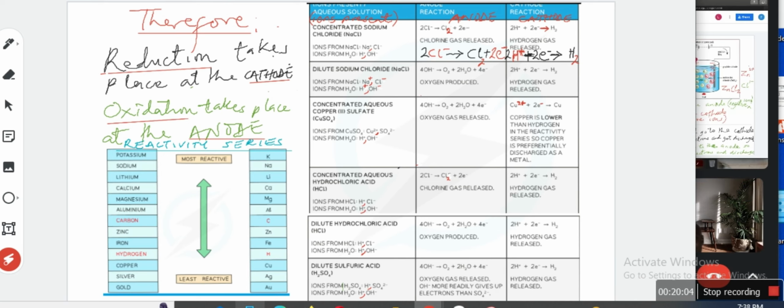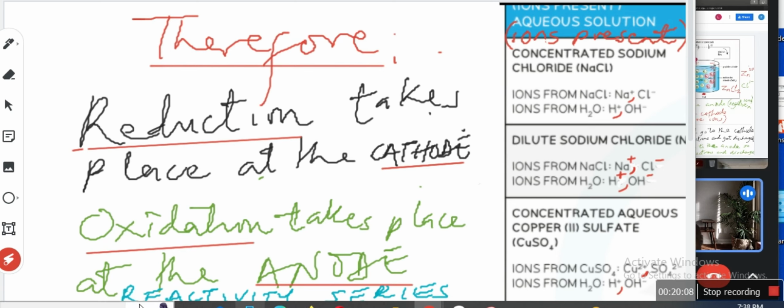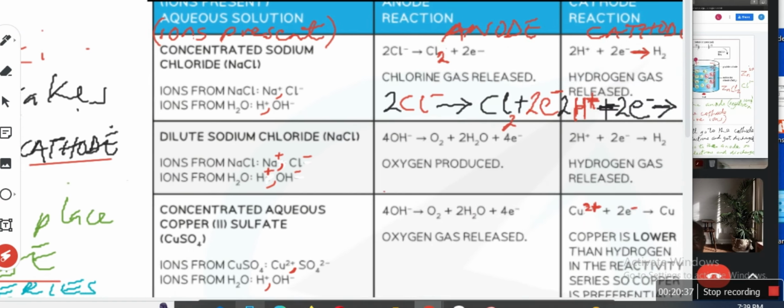I need to run through this table. This table is very, very interesting. Let me run through it. Are you on about the reactivity series? Yes. There's something about the reactivity series, I don't know, something about hydrogen.